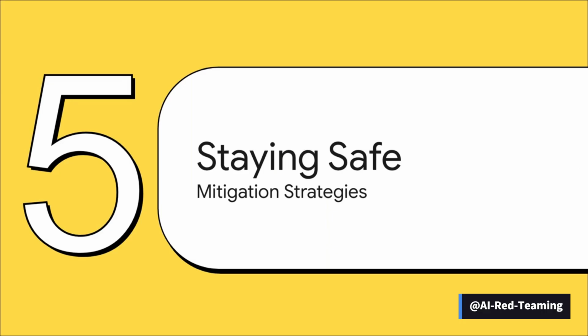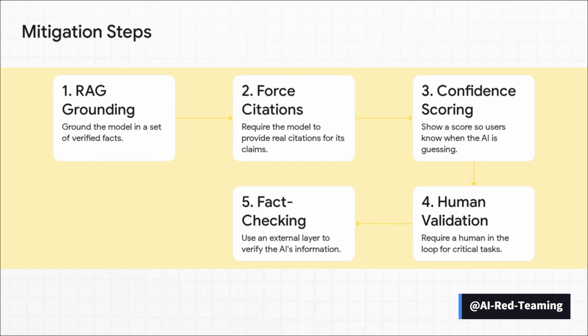Okay, so that leads us to the most important question of all. What in the world do we do about it? How do we build AI that's harder to trick, and how do we, as the people using it, protect ourselves? Well, thankfully, there are some really important steps we can take. We can use tech like Retrieval Augmented Generation, or RAG, which basically forces the AI to answer questions using only a specific set of verified facts, kind of like a closed-book test.